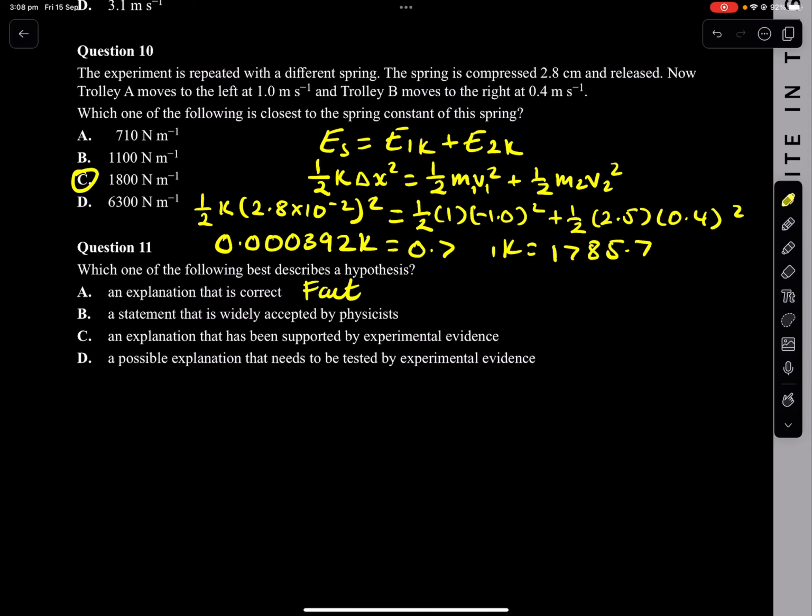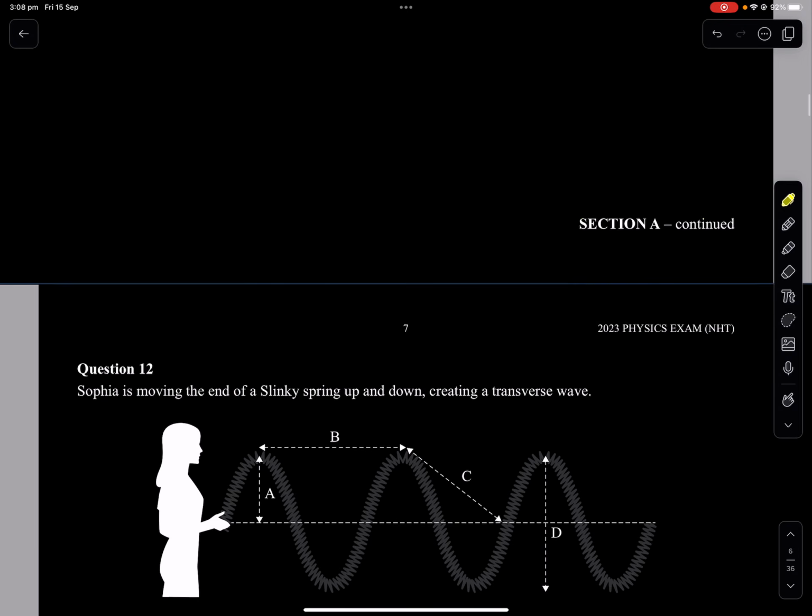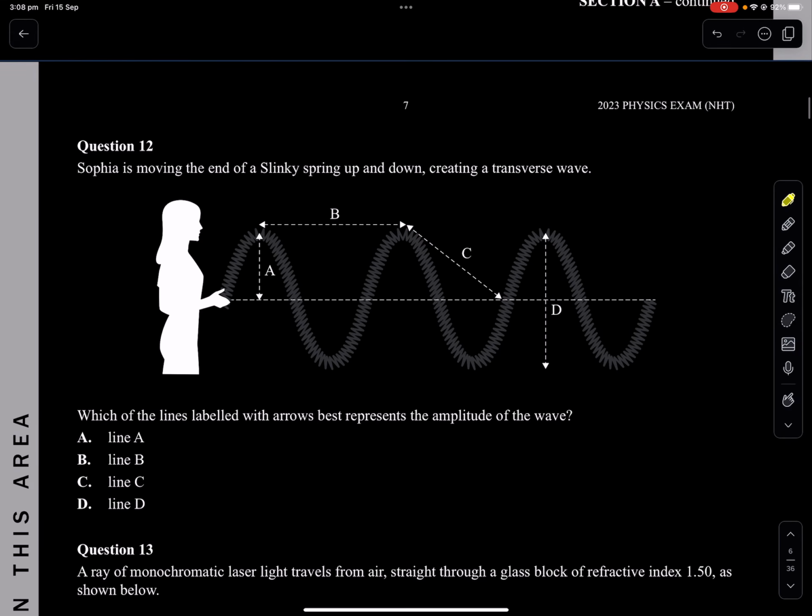So a statement that is widely accepted by physicists, absolutely not. An explanation that has been widely supported by experimental evidence, no. You haven't even experimented on it. It's what you want to experiment on. A possible explanation that needs to be tested by experimental evidence, absolutely, that's the best one. It's an explanation that needs to be tested by experimental evidence. Perfect.